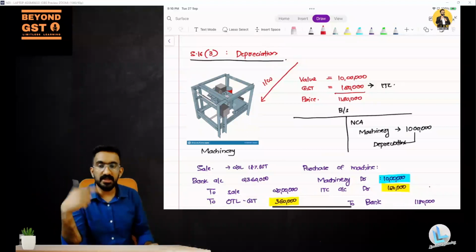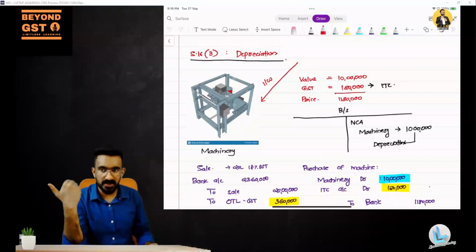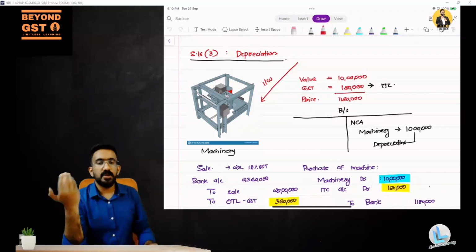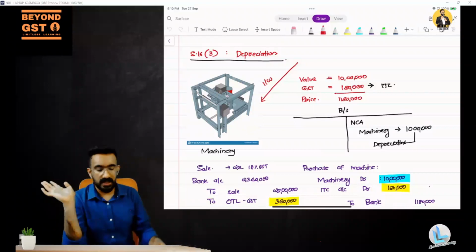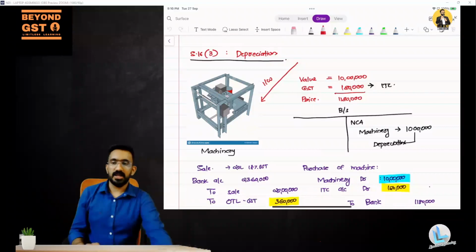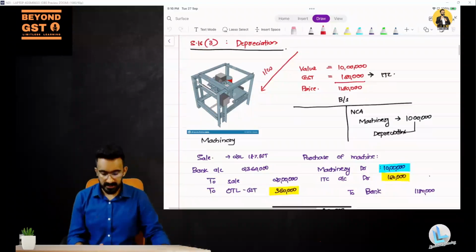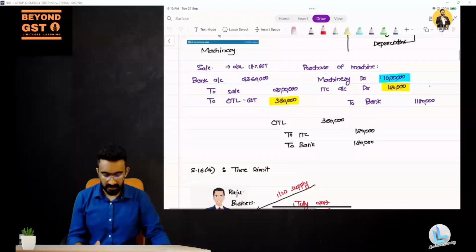So if you can capitalize the GST, then you can take depreciation benefits. But if you are eligible for ITC, don't capitalize the entire amount, only capitalize the value. Taxes you can't capitalize. This is the understanding. Next.